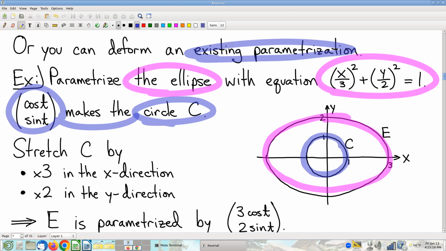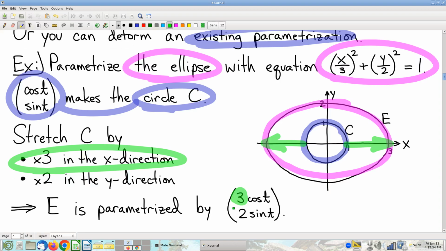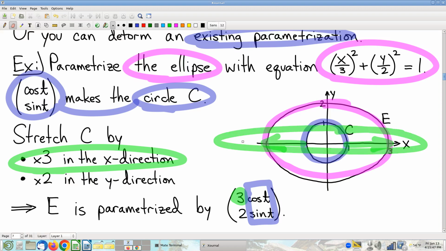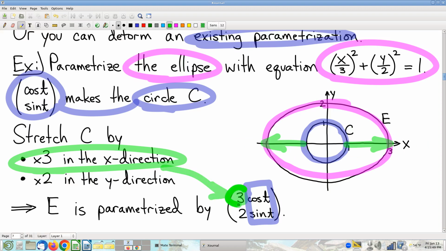So the details: keep in mind, from Algebra 2, we know what that ellipse looks like, and apparently I need to stretch in the x direction by a factor of 3, and stretching by a factor of 3 in the x direction, we get by multiplying all the x coordinates by 3. So notice I'm starting with my existing parameterization of that unit circle, and in order to do the horizontal stretching, I just multiply all the x coordinates by 3.